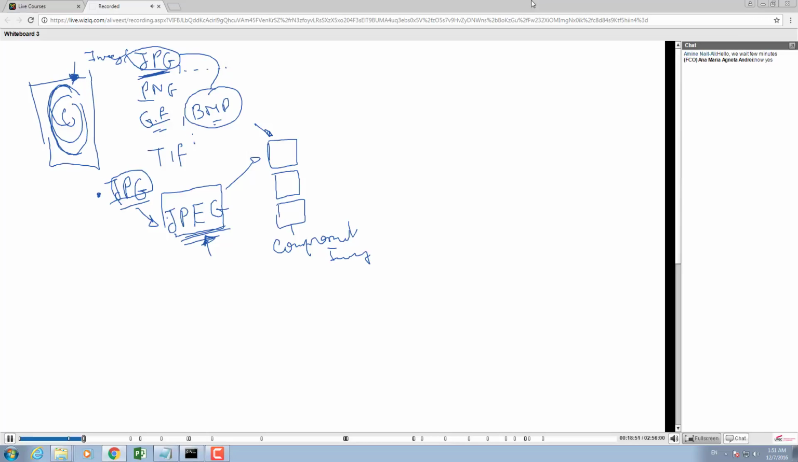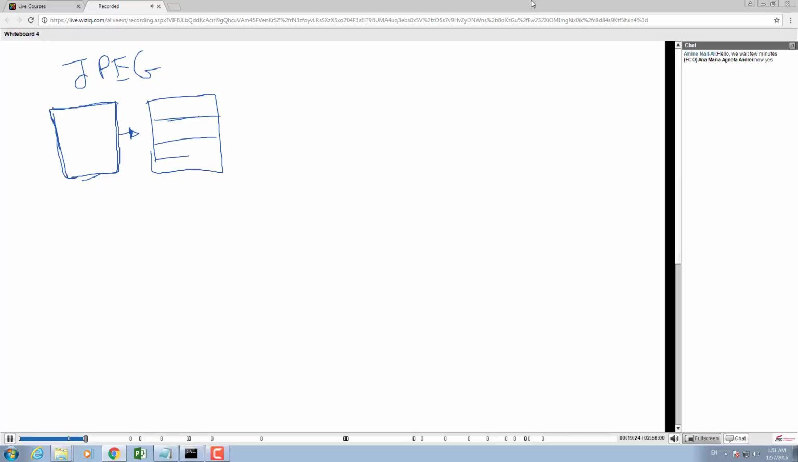I will give you a quick view of JPEG, maybe on another whiteboard. In fact, when you use the JPEG format, you have the input image. This input image, in fact, we can split into different segments like this.